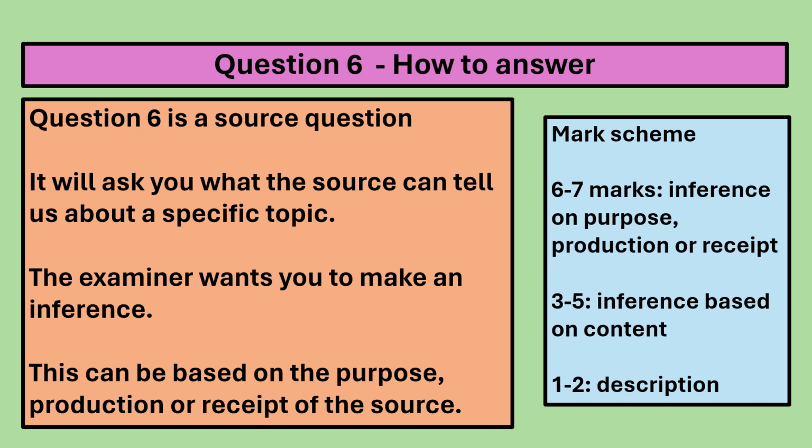So question 6 then, as I say, is a source question. It will ask you what the source can tell us about a specific topic. The example I'm going to show you in a second is going to ask us what the source can tell us about wartime opposition in Nazi Germany. Ultimately, what the examiner is looking for here is for you to make an inference, so for you to work something out about the source in terms of what it can tell us about wartime opposition.